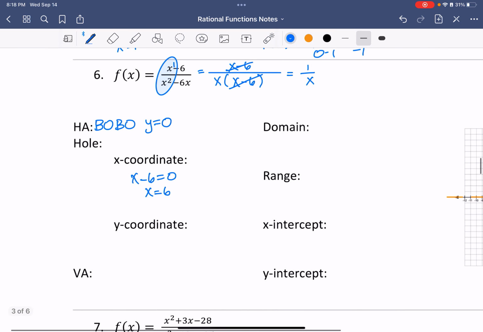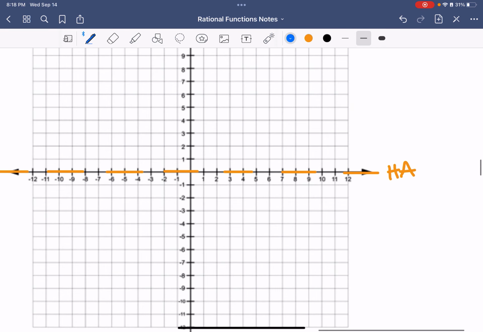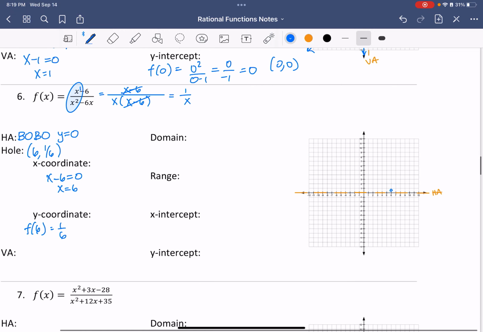After you get your x value, you plug it back into the simplified function. So f of 6 is equal to 1 over 6. And there's nothing else to do there, so you're done. And we're going to put that in our graph. So at (6, 1/6), that's somewhere right here, there's going to be a hole.